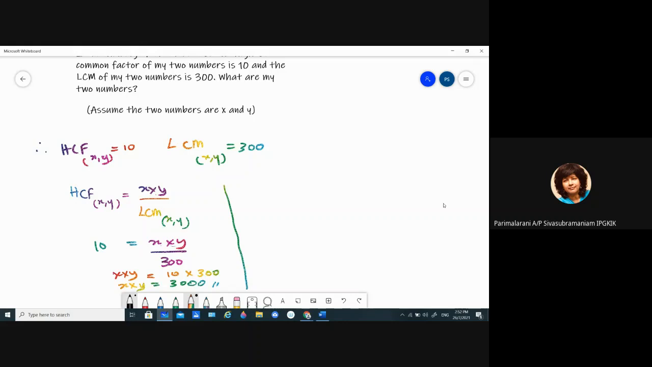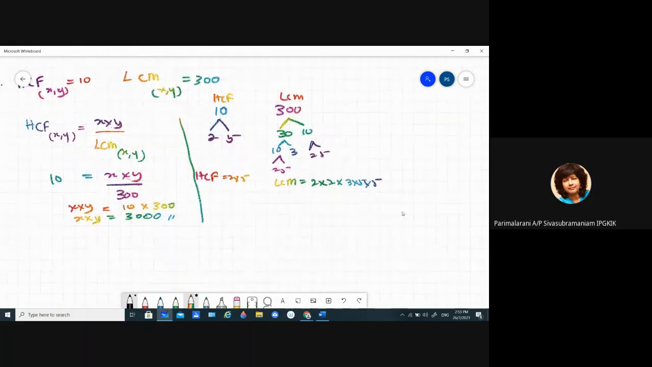So now we are given that HCF is 10. Let's try to break down HCF and do the prime factorization. We have 2 and 5, okay? This is our HCF, 10. And then we have LCM is 300. Let's do prime factorization. 300 is 30 times 10. 30 will be 10 times 3. This is 2 and 5, this is 2 and 5. So HCF is 2 times 5. LCM is 2 times 2 times 3 times 5 times 5. Correct?